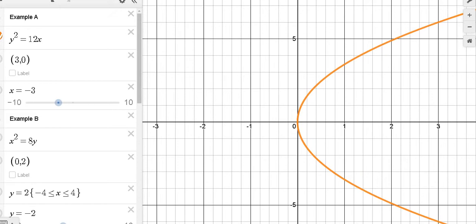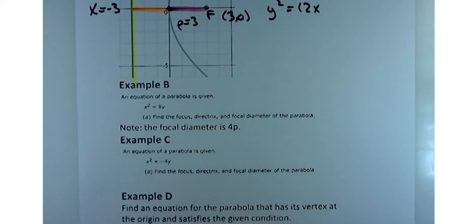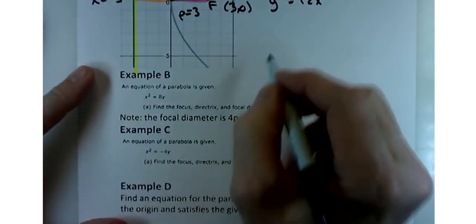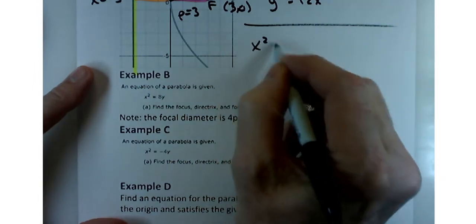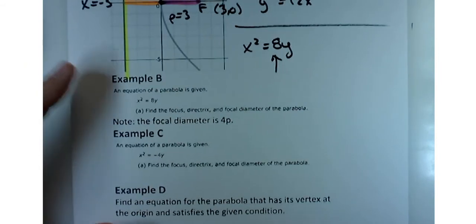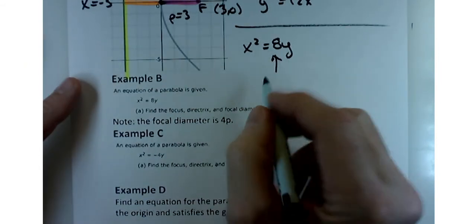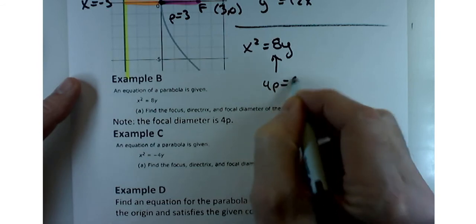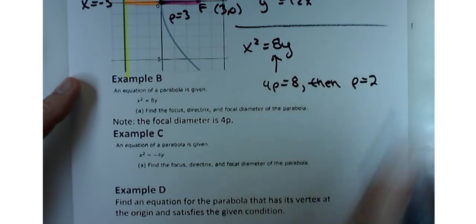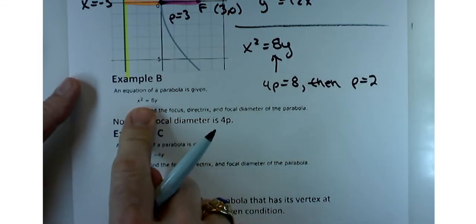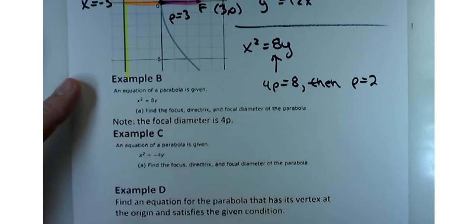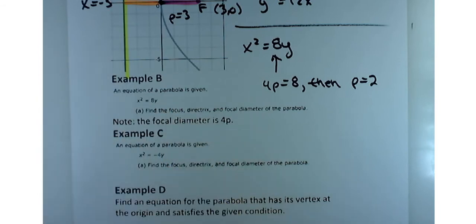That is, we're going to start out with the equation and see if we can't find the focus and the directrix. So in this case, our equation is x squared equals 8y. Now that coefficient of y, the coefficient of your non-square term, is going to be 4p. If 4p equals 8, then p equals 2. Now, a parabola with x squared is going to open up or down. In this case, since everything is positive, which way does it have to open? It has to open up.